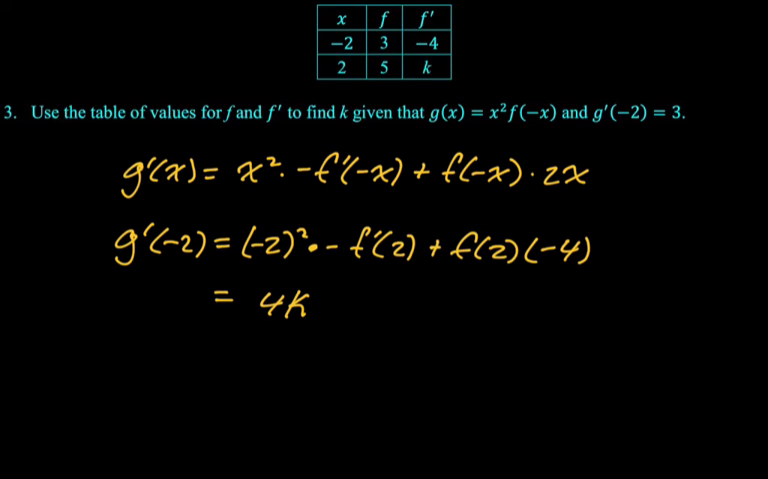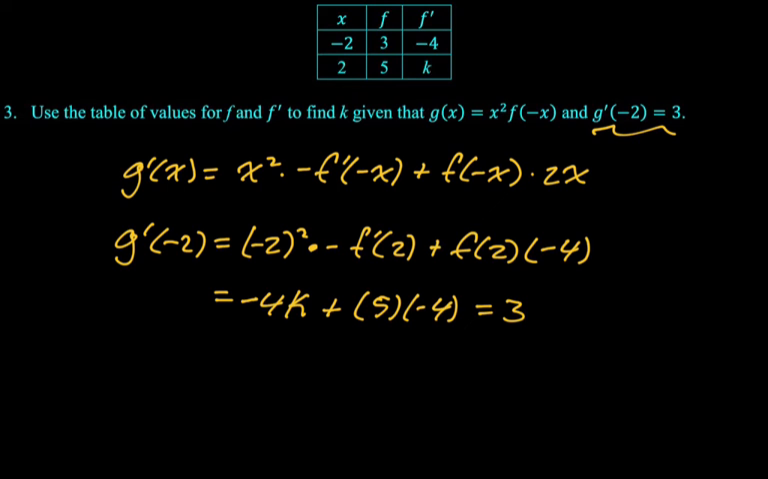So I knew this, so I'm going to screw this up a couple times. I checked it over and I was like, why is there that negative sign there? There's a negative there because there should be a negative there. All right, and then here we have plus 5 times negative 4. Okay, we're good. Now this will be equal to 3 because we're told that g prime of negative 2 is 3.